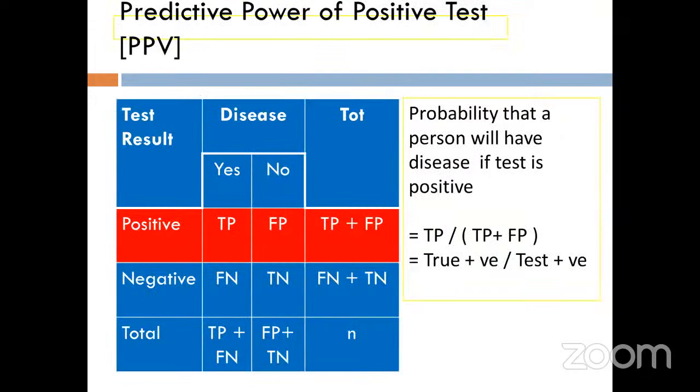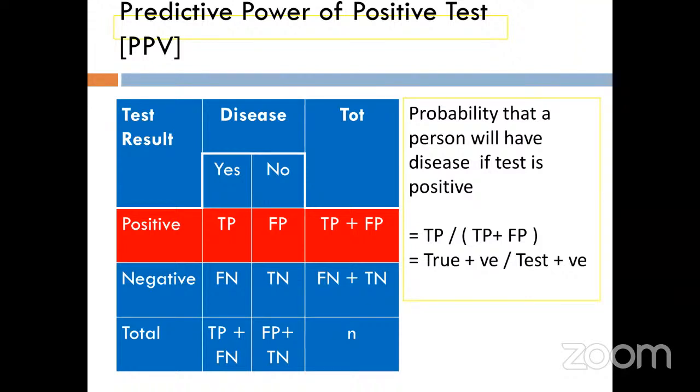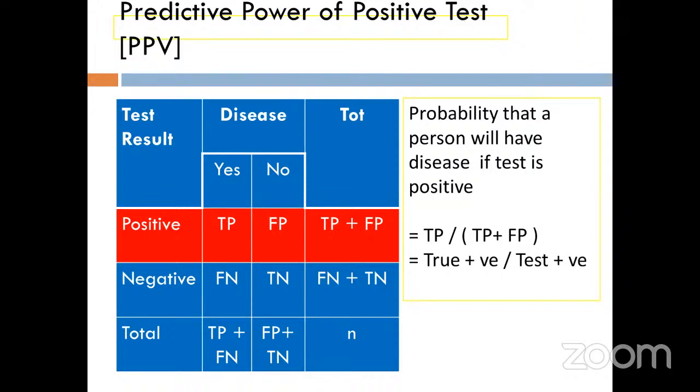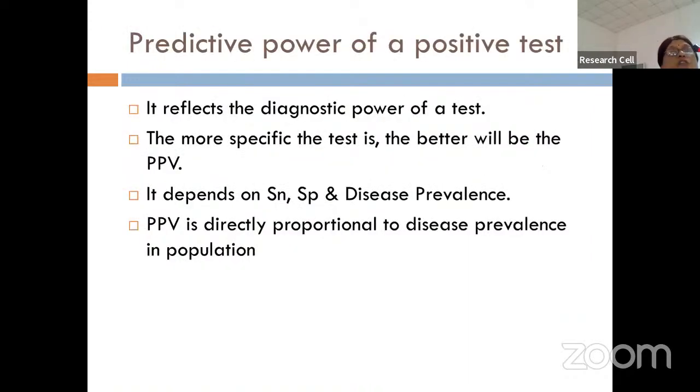The next criterion is the predictive value of a positive test. Predictive value of a positive test means the probability that a person will have the disease if the test is positive. A PPV of 90% means there is a 90% chance that if the test is positive, the person will have the disease. So this is called the predictive power of a test, and this is also one of the important criteria for a diagnostic test. And how to calculate this? It is true positives divided by the total number of positive cases. So predictive power can be calculated by true positive divided by true positive plus false positive. It reflects the diagnostic power of a test.